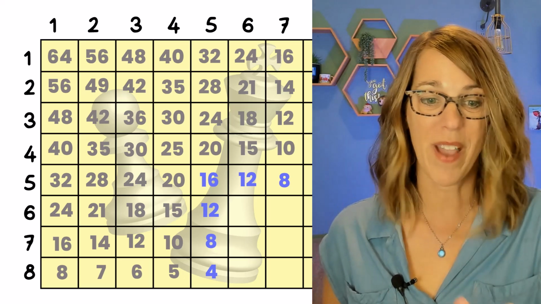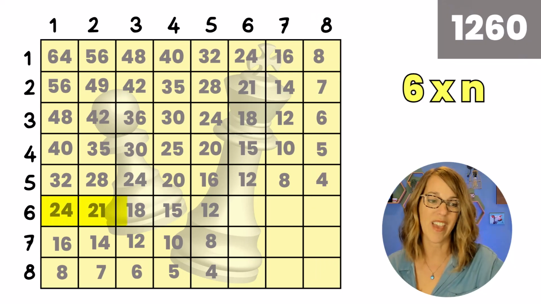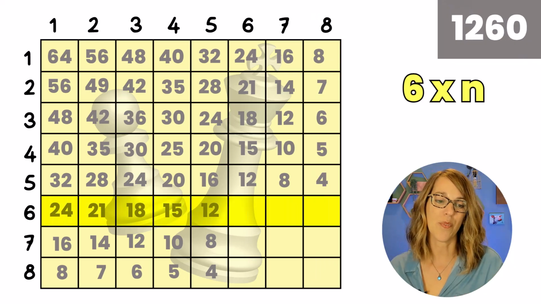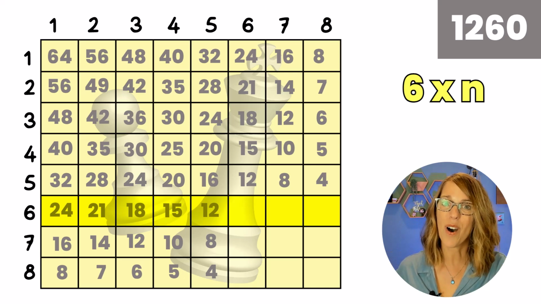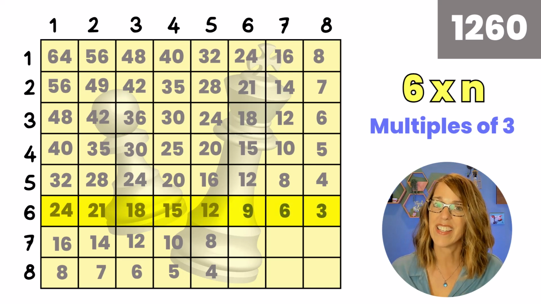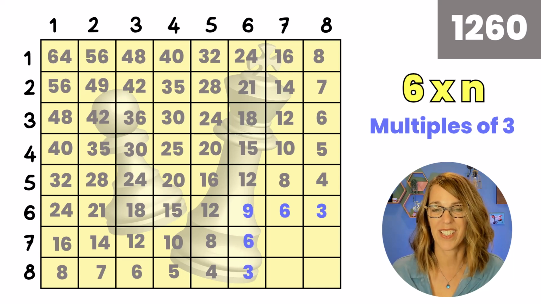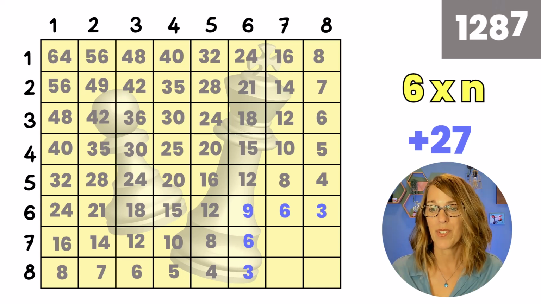Let's continue with our patterns in this grid. Next up are our 6x's. So that sixth row, 24 to 21 is 3. And as I look carefully at those numbers, they're all a multiple of 3. Let's count backwards from 12 using our 3s. And I get the 9, the 6, and the 3. Same thing in that column, the 9, the 6, and the 3. This gives me a 27. I'm up to 1,287.